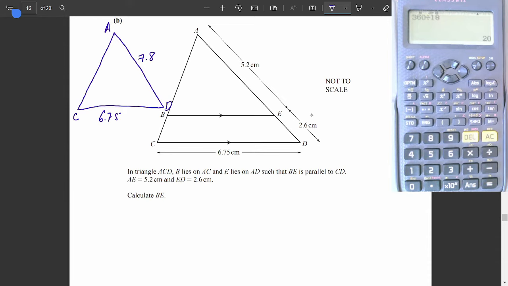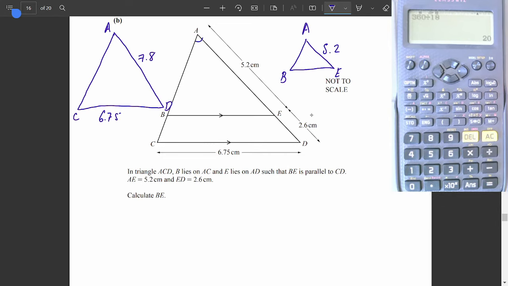All right, then there's a smaller triangle inside that one. I'm going to draw it separately. The smaller triangle refers to triangle ABE. Okay, and in that triangle, we have AE, which is 5.2. Now we know these are similar triangles as all the angles are equal.